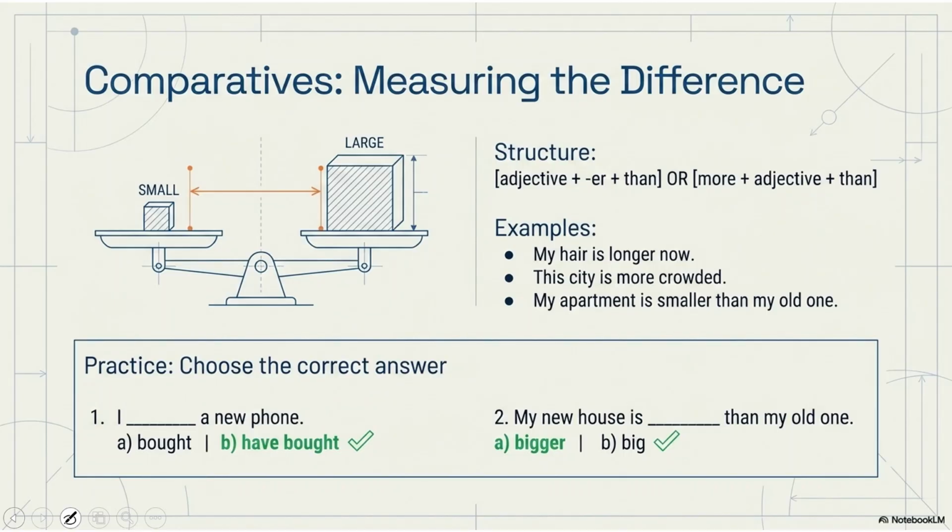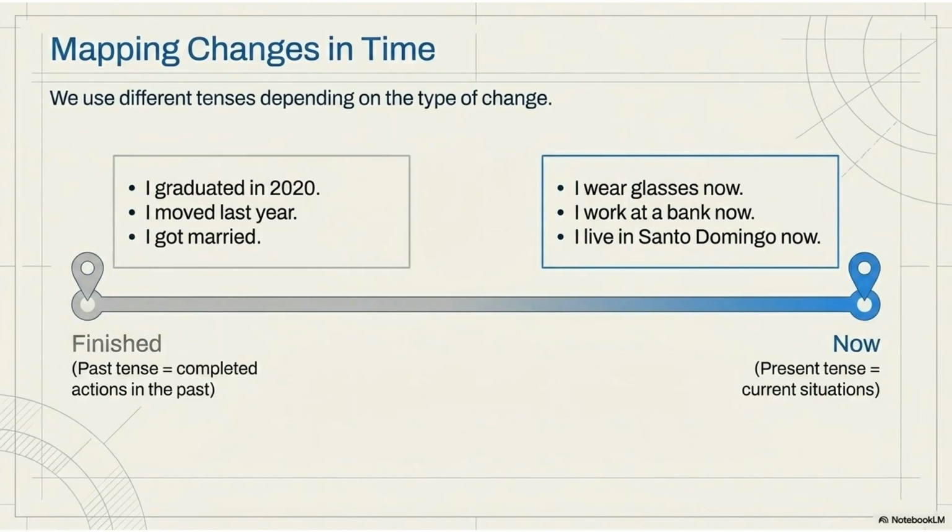So here we have different ways that we can use to express change. For example, we can use the past simple to express change. I graduated in 2020, that's a change. I moved last year, that's a change. I got married, that is also a change. We use the past simple for finished actions, completed actions in the past.